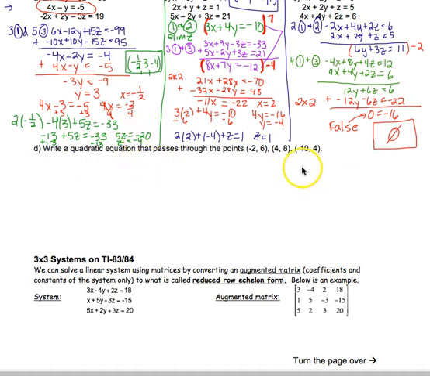When you have this, you have to keep in mind that quadratic equations take the form ax squared plus bx plus c, and this would be equal to y, of course. So what we end up doing is plugging in each of these points for our x and our y and creating a 3 by 3 system. So I'm going to color code them.